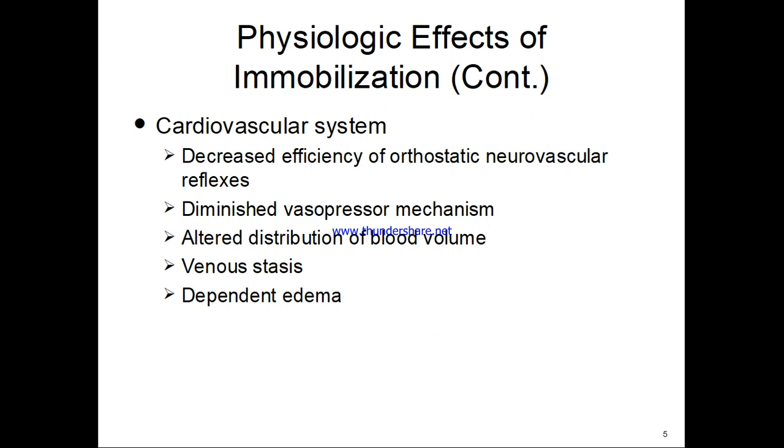Diminished vasopressor mechanism. This is the ability of the cardiovascular system to maintain heart rate and blood pressure. Altered distribution of blood volume. If you're laying in one place for too long, it's going to alter how your blood is distributed, in part because of venous stasis, which is our next bullet point. Venous stasis, blood pooling, not very good movement back through the venous system. And then dependent edema, which is often associated with venous stasis as well.